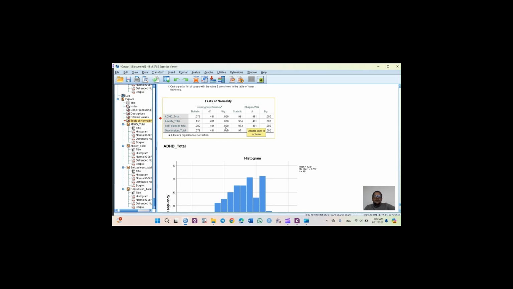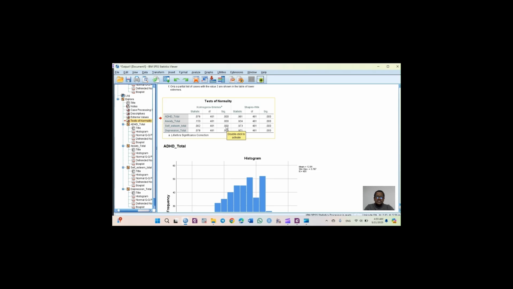And the p-values: if the p-value is less than 0.05, that means the p-value is significant, and the test suggests that the data violates normality assumptions. That means it is not normally distributed. So, to say the data is normally distributed, the p-values should be greater than 0.05.